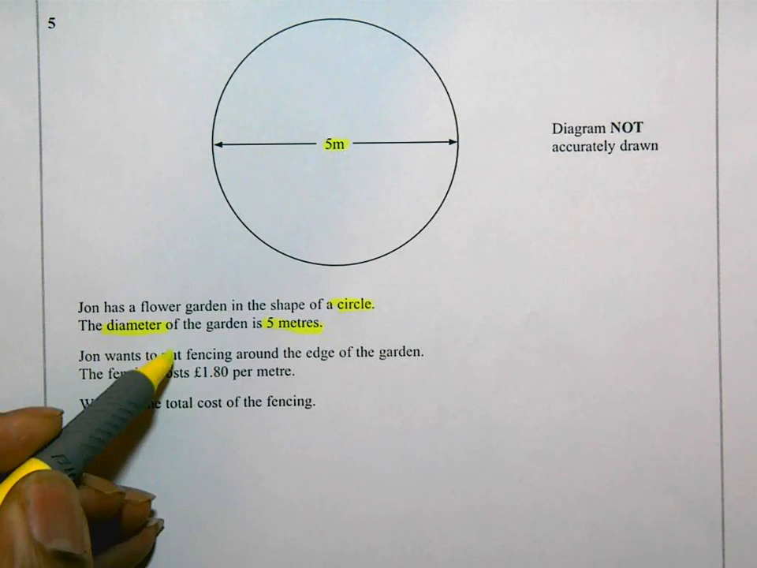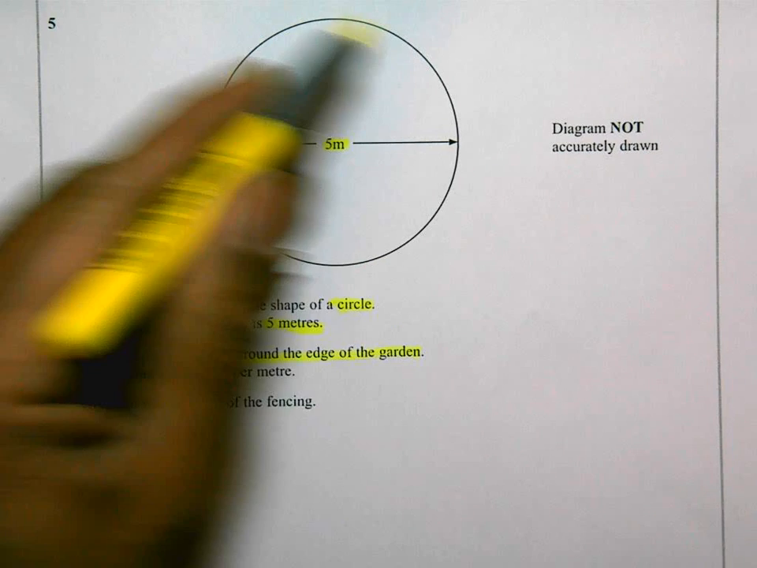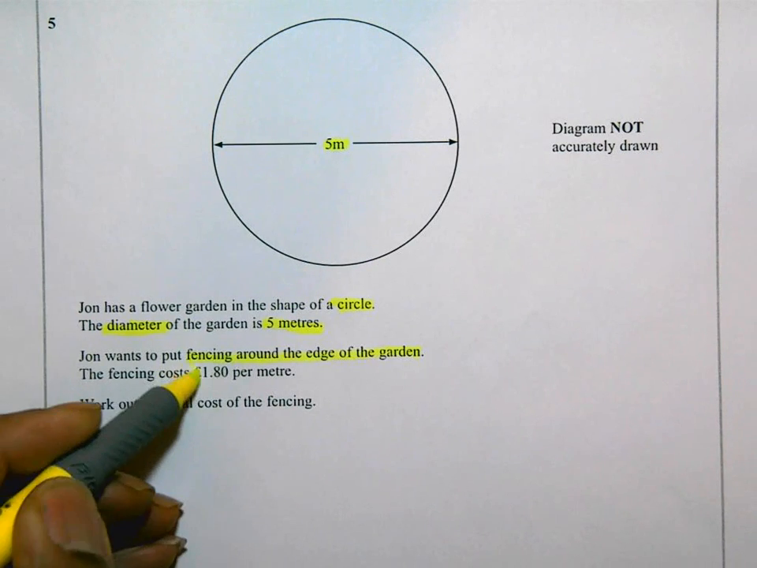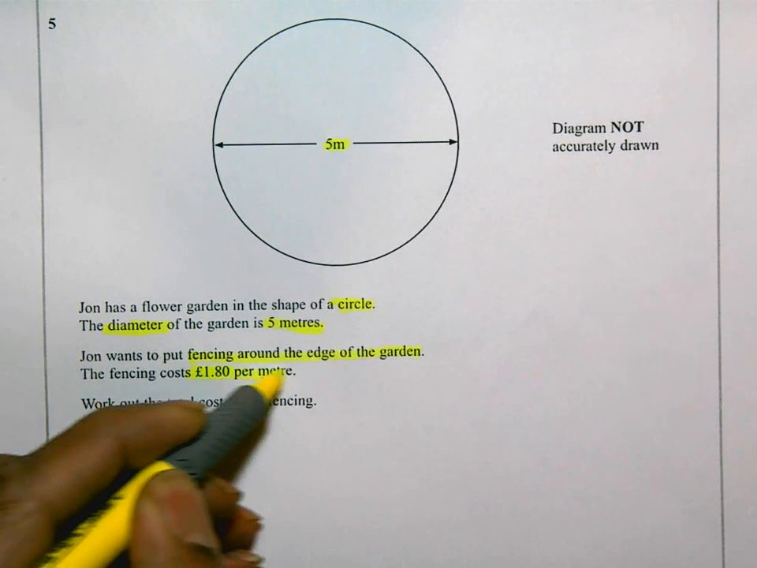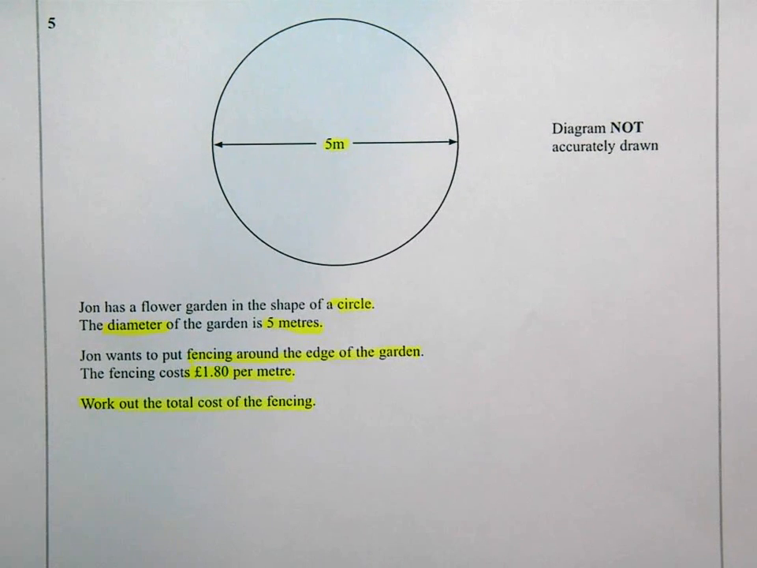John wants to put fencing around the edge of the garden. So he wants to put a fence around the edge of the garden, and fencing costs £1.80 per meter. Work out the total cost of fencing. Right, so they want us to work out what the total cost of the fencing is altogether.